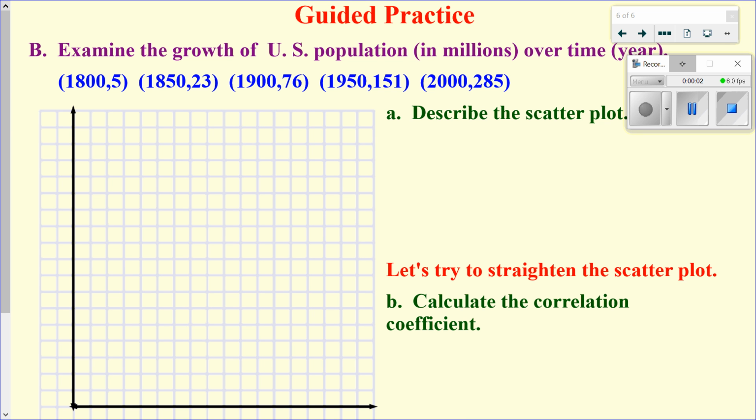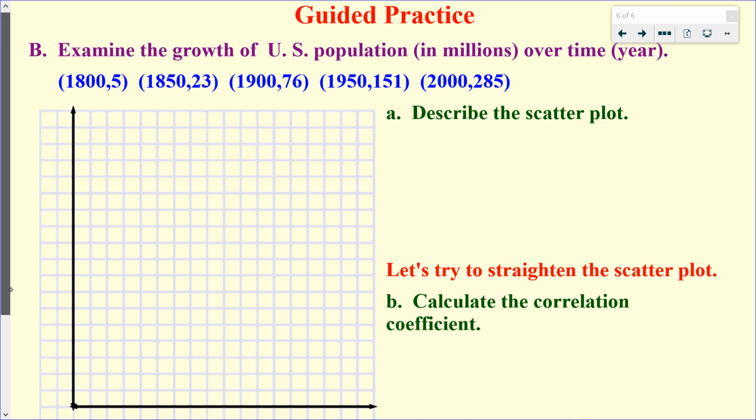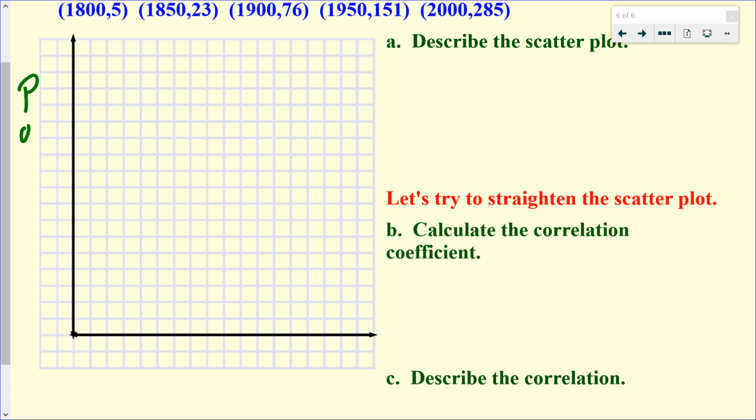Ladies and gentlemen, today we have our second example, example B. This is looking at the growth of the U.S. population in millions over time in years. So our X's are our years, our Y's are our population in millions. Population is going to be on this axis, and years are going to be on this axis.